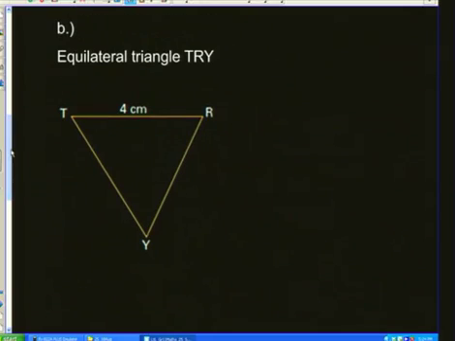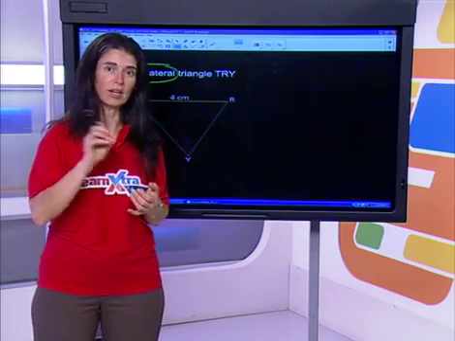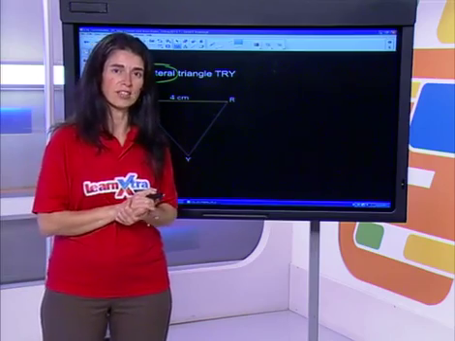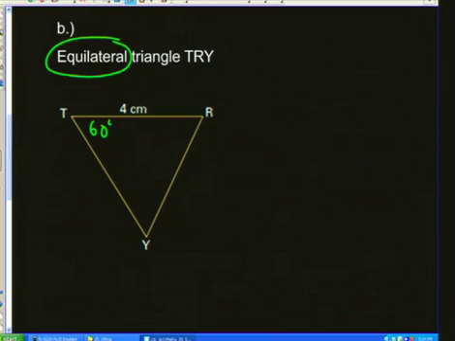Okay, what about the equilateral triangle TRY? Well, what do we know about an equilateral triangle? Levins, what can you tell me are the features of an equilateral triangle? All three sides are equal, equal sides, and all angles are 60 degrees. So let's put that information on the diagram. Each angle is 60, and each side is 4.